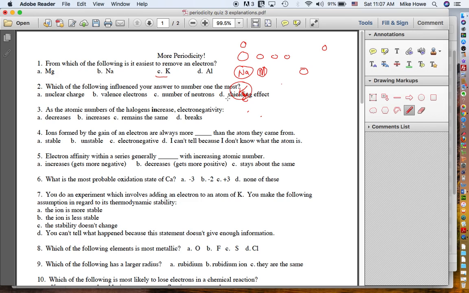So the repulsion of the outer shell, the pushing away, is called the shielding effect. So the inside electrons shield the outside from the nucleus. So the answer to that was D.